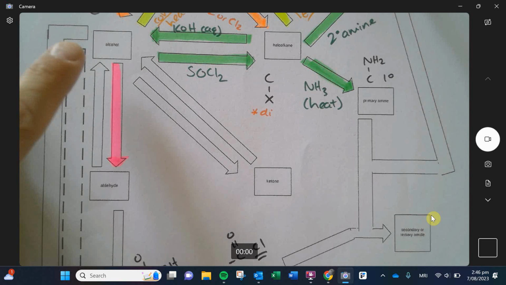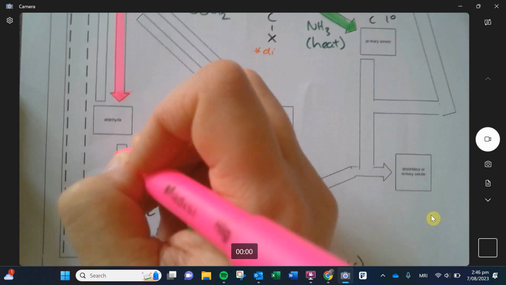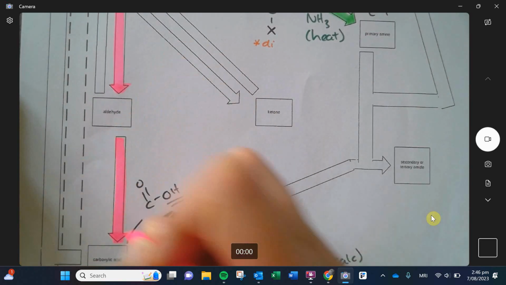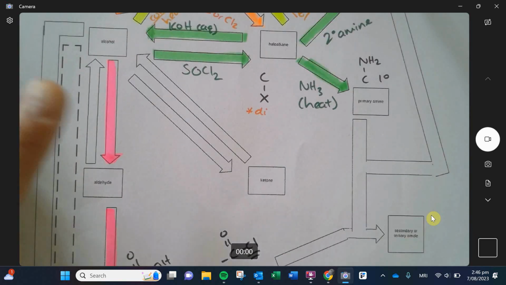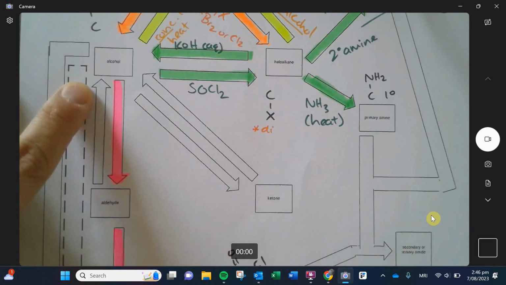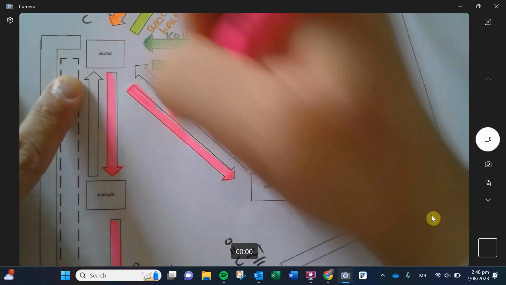So we've already talked about this. If I have a primary alcohol and I oxidize it, I would get an aldehyde. And if I oxidize that aldehyde again, I would get a carboxylic acid. So those are both oxidation steps. If I had a secondary alcohol, it would oxidize to a ketone.